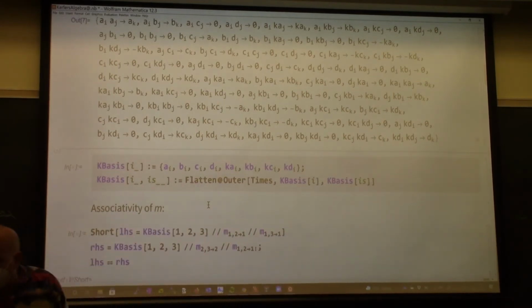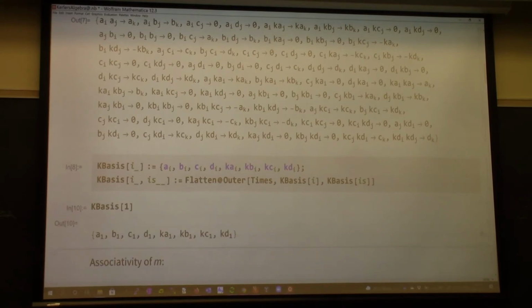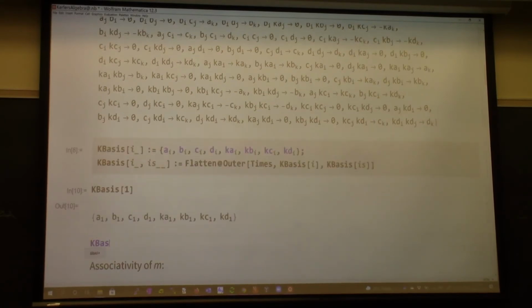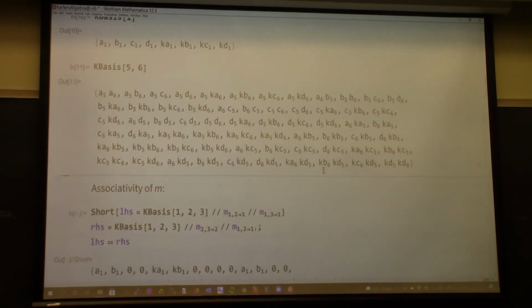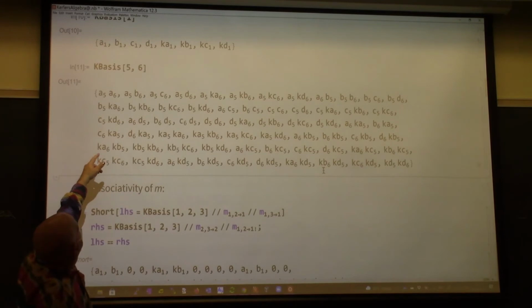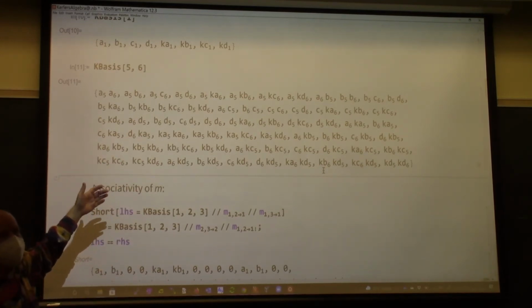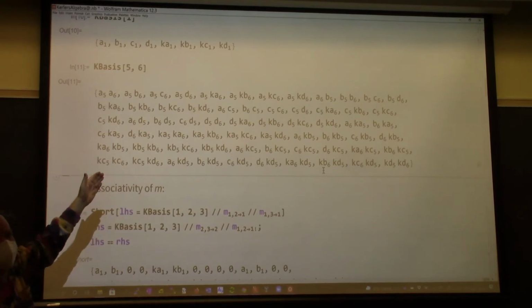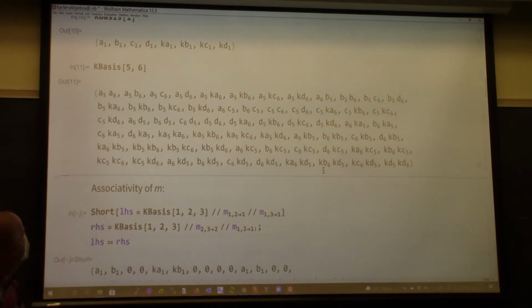So once I've executed this, I have the basis. If I look at k basis of 1, it will be just that. And if I look at k basis of 5 and 6, it's all the possibilities: the 64 elements that you get by taking the 8 generators and putting one in position 5 and one in position 6. And now I need to check associativity.